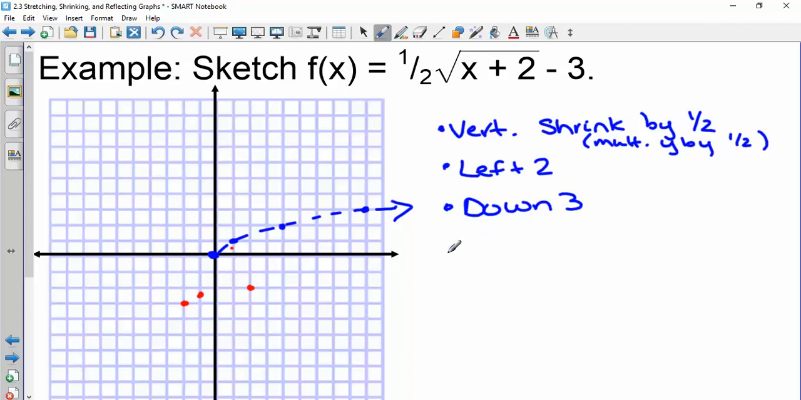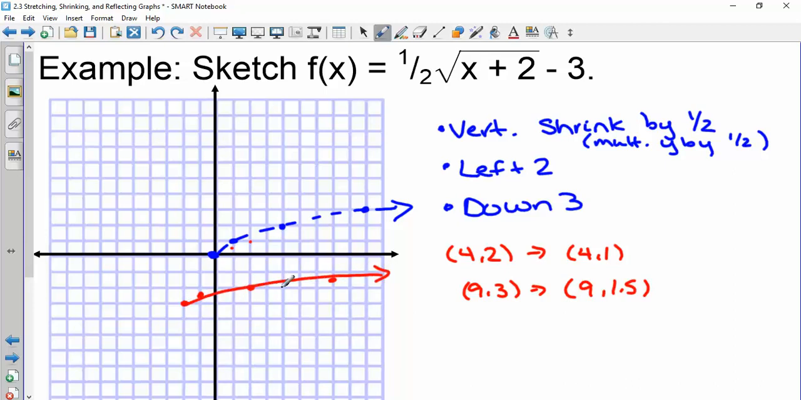Wait, can you do that again? So my point here is 4, 2. Okay. First thing I did was multiply your y by a half, so it becomes 4, 1. So we're right here. Then I went left 2 and down 3. Okay. My next point is 9, 3. If I take my y times a half, you get 1.5. Then take that left 2, down 3. So we get this shorter graph that's been shifted down and over.